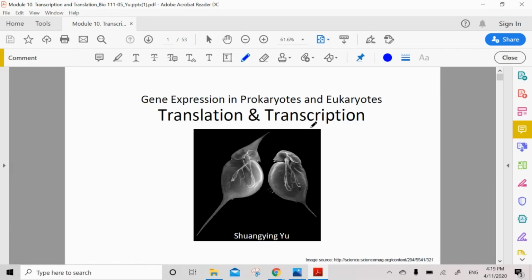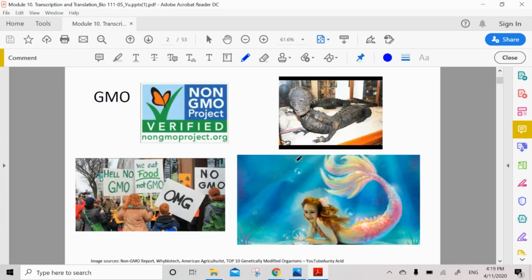Okay, so first of all, the title should be transcription and translation, so they're backwards. We always put the first process first. Alright, usually I start this chapter with a story on GMO.